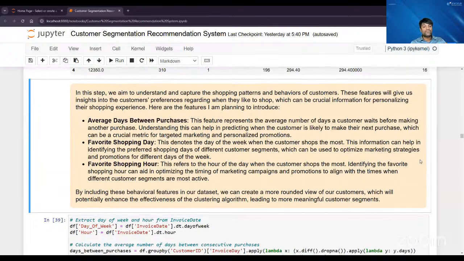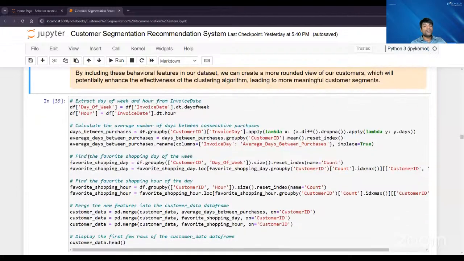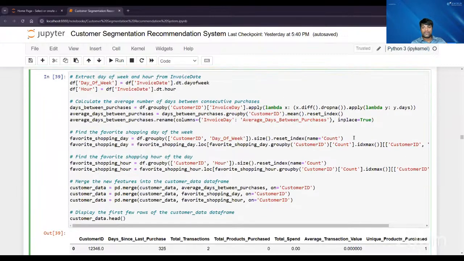So now coming to that part, to extract the date we use this function, which is day of the week. This will convert into days and hours. Here we are using functions, basically lambda functions, which we use to calculate the averages in this case. We are calculating the average, and it's not just about the average. We are also grouping the customers.